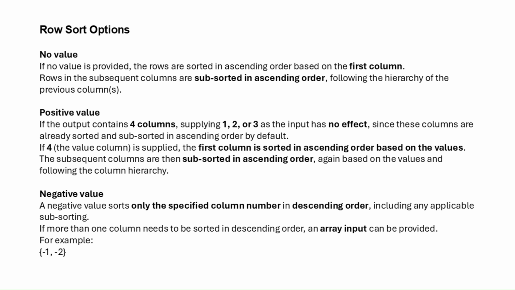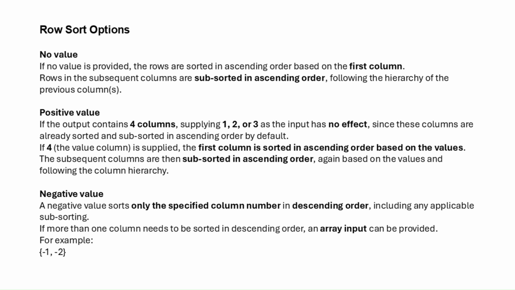Positive value. If the output contains 4 columns, supplying 1, 2, or 3 as the input has no effect, since these columns are already sorted and subsorted in ascending order by default. If 4, the value column, is supplied, the first column is sorted in ascending order based on the values. The subsequent columns are then subsorted in ascending order, again based on the values and following the column hierarchy.